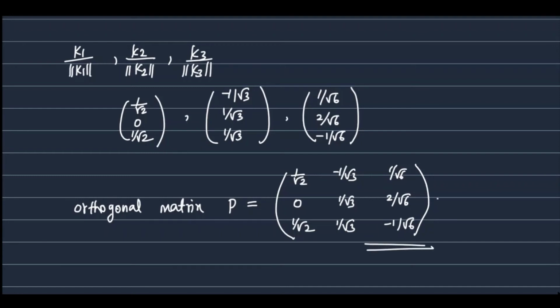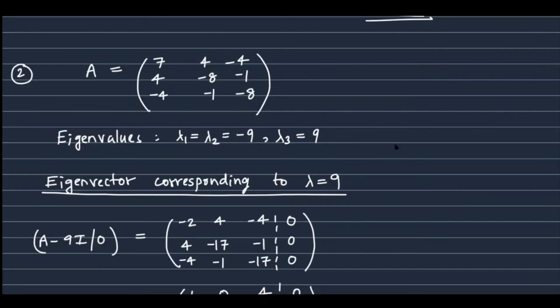So if the eigenvalues are distinct, we can find the orthogonal matrix P from the given matrix A in the following way. Now we will see the second problem. Let the matrix A equal to 7, 4, minus 4, 4, minus 8, minus 1, minus 4, minus 1, minus 8. Our aim is to find a matrix P which is orthogonal. So starting from this matrix A, we have to construct a matrix P which is itself orthogonal. First of all, we will find the eigenvalues of the matrix A.